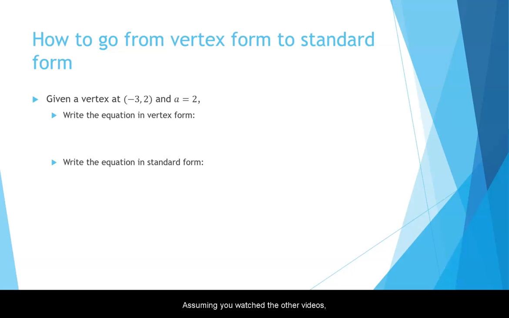Assuming you've watched the other videos, you already know how crucial the vertex is to graphing parabolas. It's also important in coming up with the equation of a parabola. Given a vertex at -3, 2 and an a value of 2, we want to write the equation for that quadratic in both vertex form and standard form.